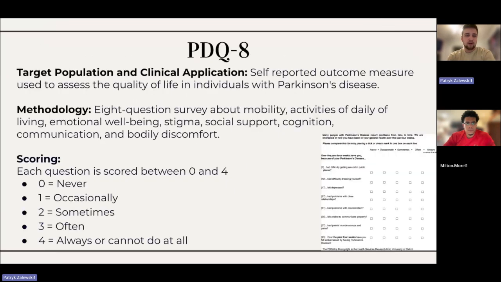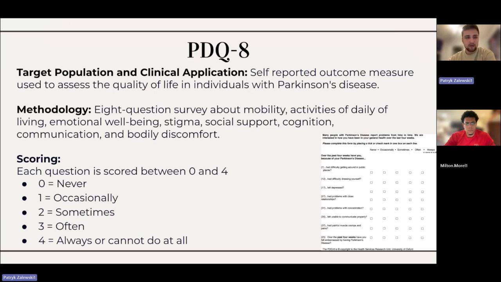So the first one we're going to talk about is the PDQ-8. This is a self-reported outcome measure that is used to assess the quality of life in individuals with Parkinson's disease. This is an 8-question survey about mobility, the ADLs, emotional well-being, stigma, social support, cognition, communication, and bodily discomfort. These questions are scored from 0 to 4, so 0 being never, 1 occasionally, 2 sometimes, 3 often, and 4 is either always or cannot do it at all.